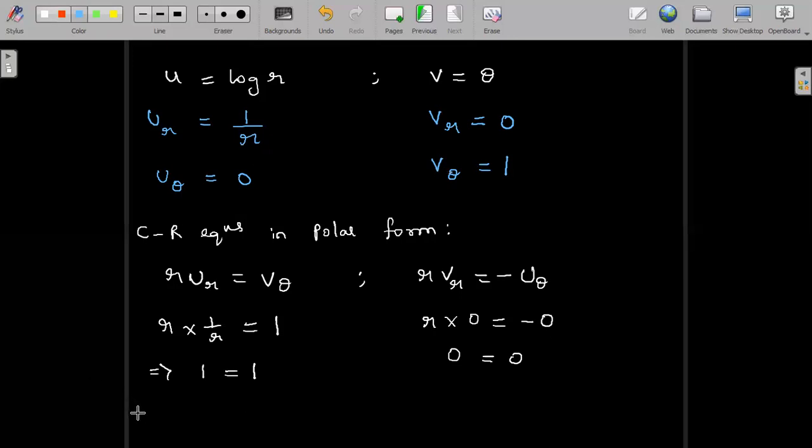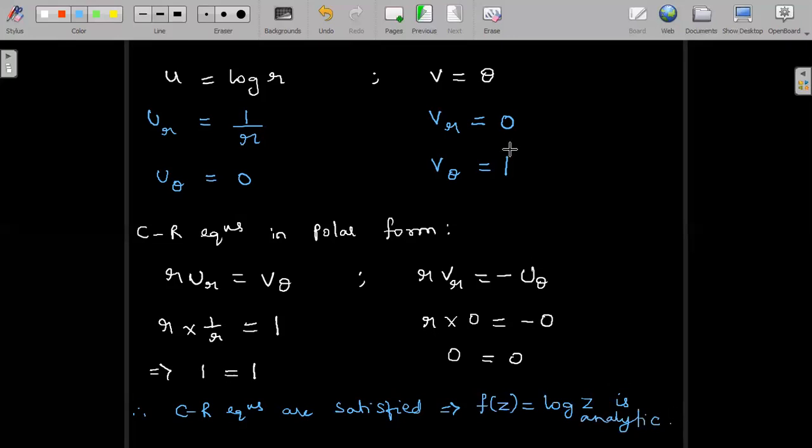So therefore, in the polar form, we observe that the CR equations are satisfied. This implies f of z is equal to log z, the given function, is analytic. So once it is analytic, now we can obtain its derivative. To find the derivative in the polar representation, we need to write down the expression in the polar form.